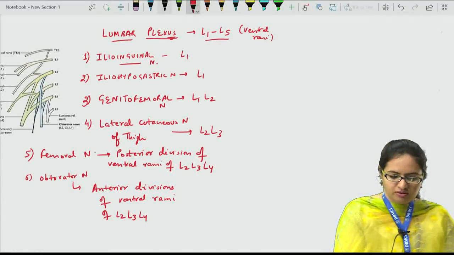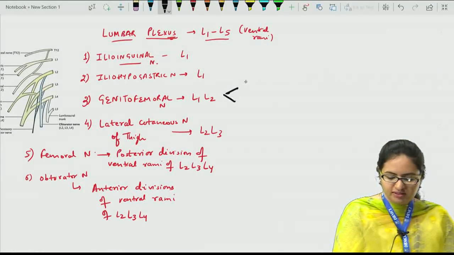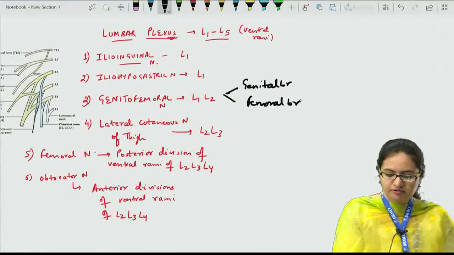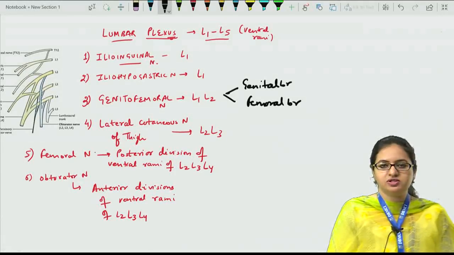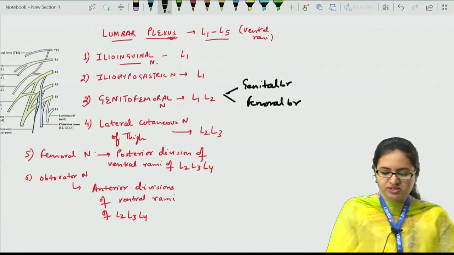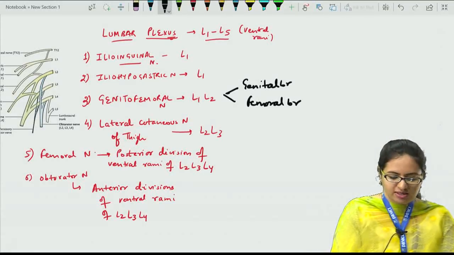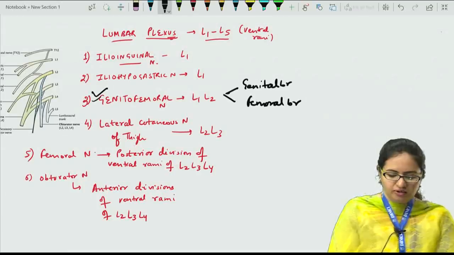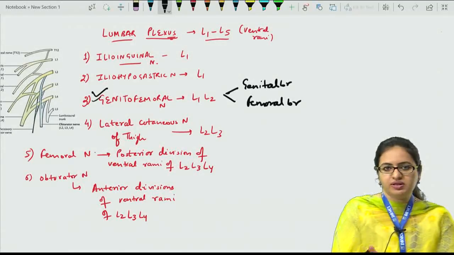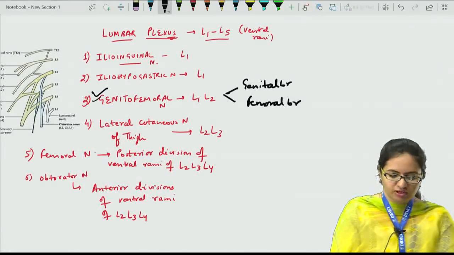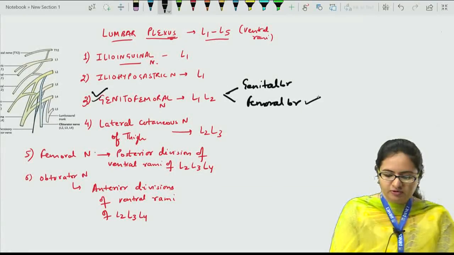In this, the genitofemoral nerve will divide into the genital branch and the femoral branch. The femoral branch goes towards the anterior aspect of the thigh, towards the femoral triangle. The genital branch goes towards the perineum, and it supplies the cremasteric muscle. The genitofemoral nerve is an important nerve for the cremasteric reflex. It forms the afferent as well as the efferent for the cremasteric reflex. The femoral branch acts as the afferent, and the genital branch acts as the efferent of the cremasteric reflex.